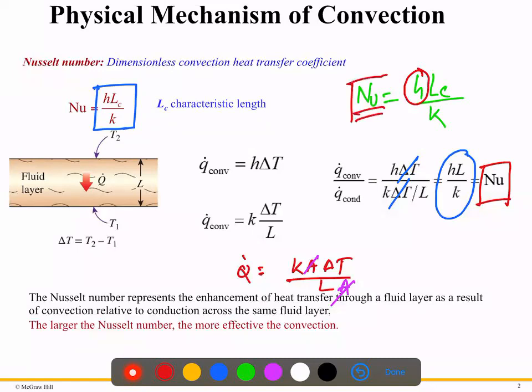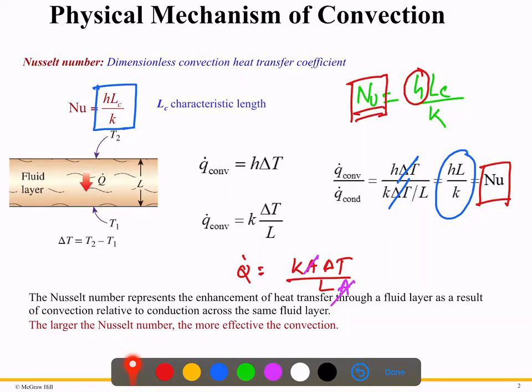So if you know the Nusselt number somehow, then you will be able to calculate this, because the thermal conductivity is constant, and this is the characteristic length, so it will be given. So if you know the Nusselt number, then you can calculate the heat transfer coefficient.